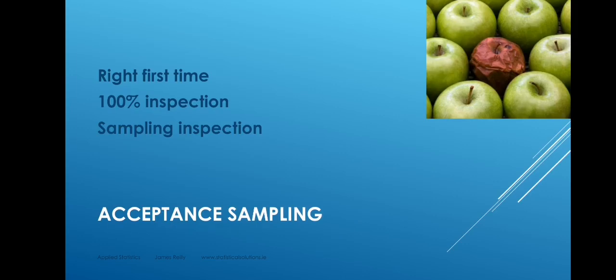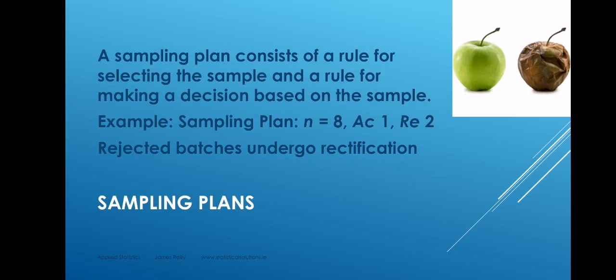So acceptance sampling is carried out by following a sampling plan. And a sampling plan consists of a rule for taking the sample and a rule for making the decision based on the sample. So this sampling plan, n equals 8, acceptance number is 1, rejection number is 2, calls for a sample of 8 units to be randomly selected from throughout the entire batch. And then if one or fewer defectives are found in the sample, then the rest of the batch is accepted. If 2 or more defectives are found in the sample, then the entire batch is rejected.